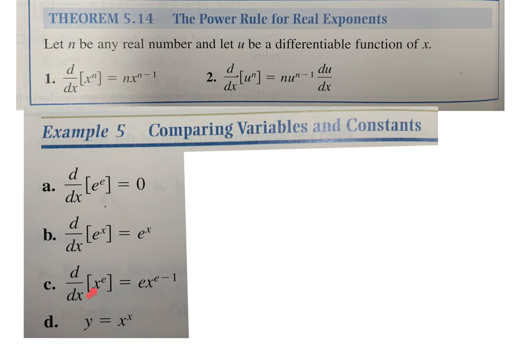Now let's say we have x to the e. Well, that's like saying x to the third power. What would I do with x to the third power? Well, I'd multiply by 3 and subtract 1. This is x to the e power. E is just a number. So I'm going to multiply by e and make it x to the e minus 1.